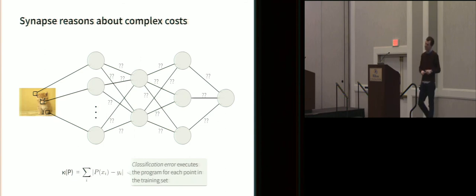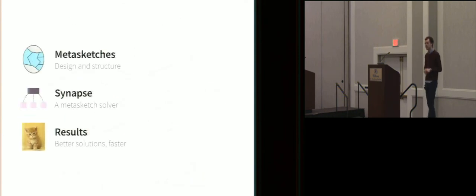So let's wrap up. Today I've showed you Metasketches. Metasketches are an abstraction for program synthesis, for expressing the complex search strategies that are necessary for a practical synthesis tool. We saw Synapse, which is a solver for Metasketches, that solves them efficiently and in parallel. And we saw results that show that Metasketches can be used to develop effective synthesis tools in a variety of domains.